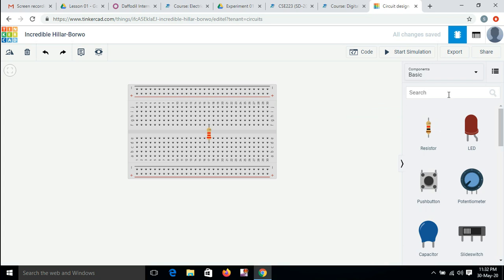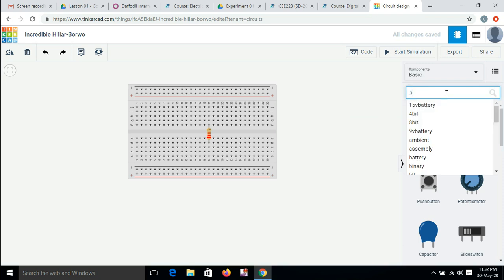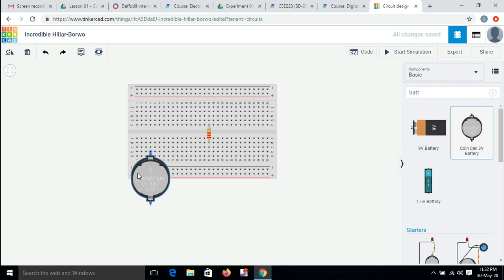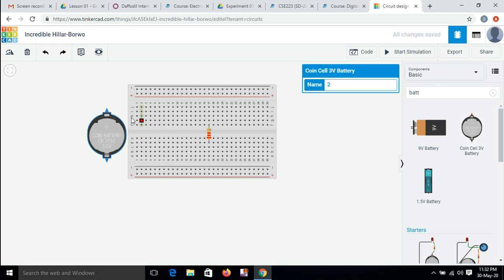Now we will need a cell. Suppose we need a 3-volt battery, so we can collect a coin cell of 3 volt. Now I am going to replace it here. Okay, now I am going to connect this positive terminal with one terminal of the resistor and the negative terminal with the other terminal of that resistor. So now our very simple circuit has been constructed.